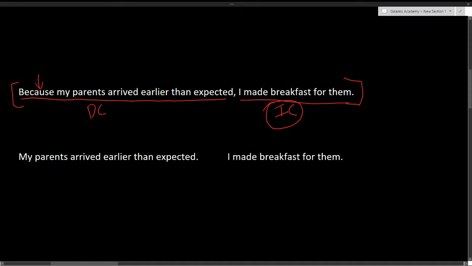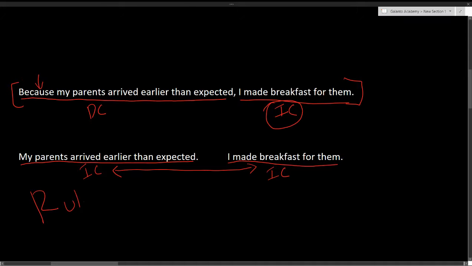So let's look here. Now we have two independent clauses. My parents arrived earlier than expected. Independent clause. I made breakfast for them. Independent clause. So a comma splice is what happens when you join two independent clauses incorrectly. So before we talk about the error, let's talk about how we should join these two in the right way.